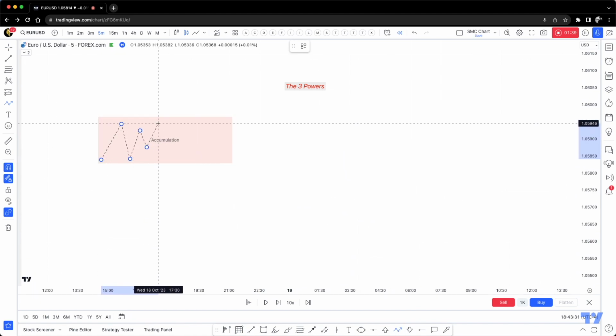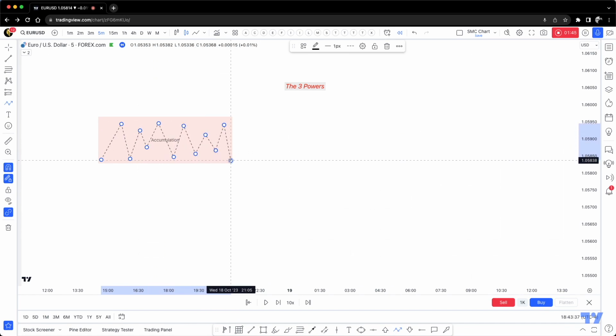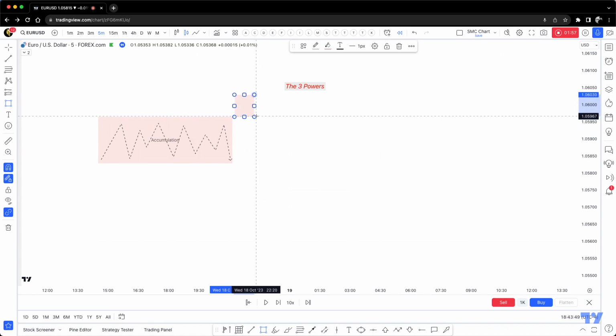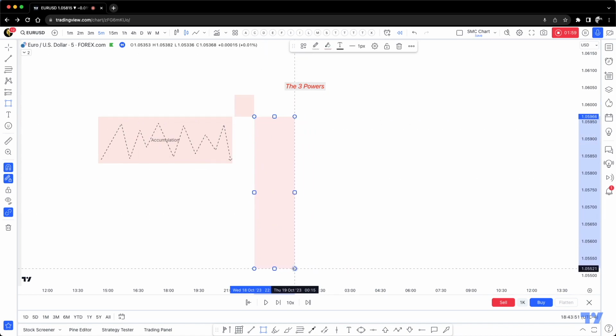Price could be doing something like this. It's just ranging. It's not going anywhere. It's not breaking any lows or highs. It's just sort of stationary, basically. That's the first thing, accumulation. Then we're going to have the manipulation and then distribution, okay?